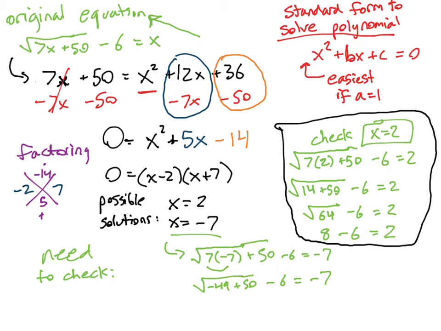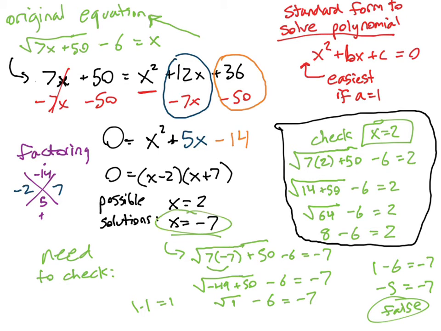Inside of that square root, -49 plus 50 is 1. And the principal square root of 1 is also just 1 because, of course, +1 times itself does equal 1. So we have 1 minus 6 is equal to -7, but that is not true because that would say that -5 is equal to -7. And since that is false, the solution x equals -7 doesn't actually work.